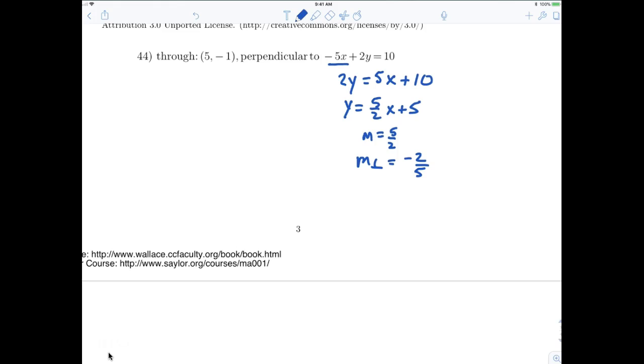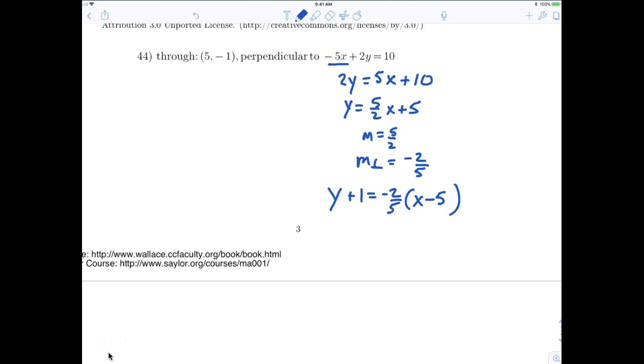All right. Now, writing the equation. Y minus, what's the y value? -1. So it's going to be plus 1 equals, times, x minus 5. There you have it. That's all there is to it. Plus 1 because it's minus a -1.